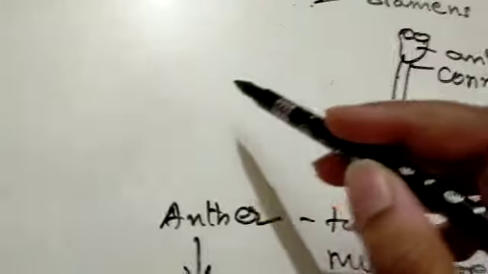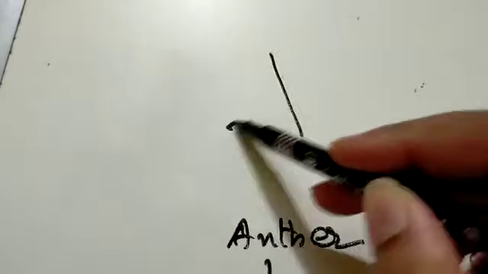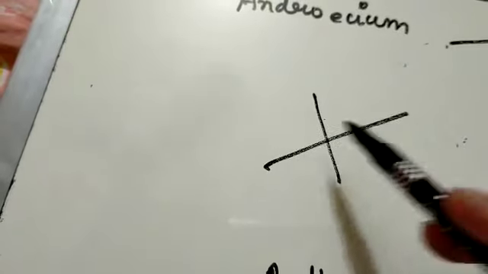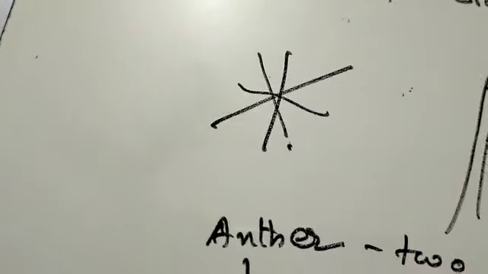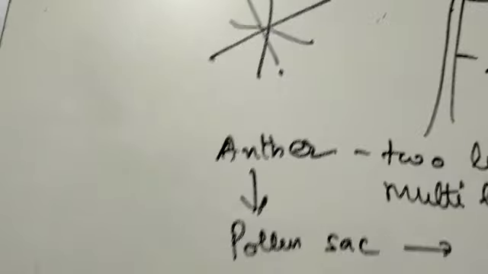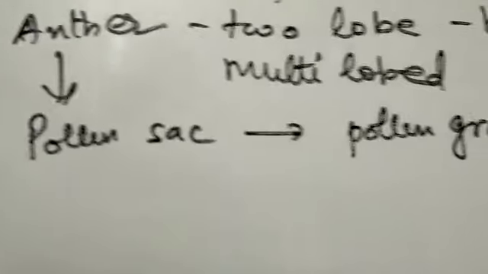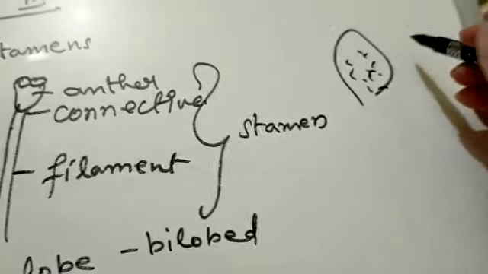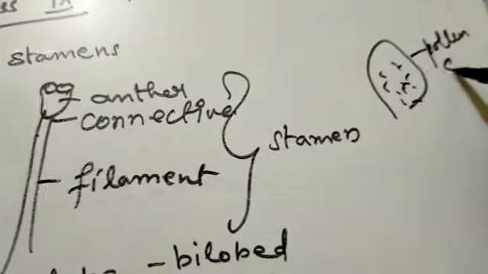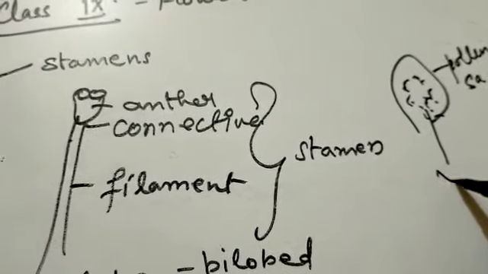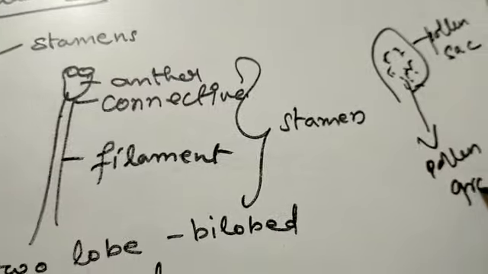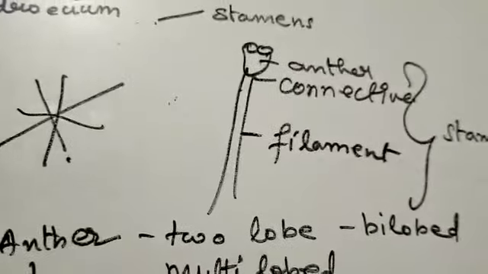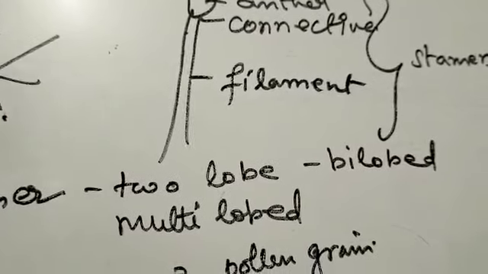When you see the anther, you will see that it is divided into many parts. It could be divided into 2 parts, so it will be a bilobed anther. If it is divided into many parts, then it is a multilobed anther. Inside this anther, that is the lobes, we have the pollen sac, a sac-like structure which has a powdery substance. The sac-like structure is called the pollen sac, and the powdery substance is the pollen grains, which are actually the male gamete. This contains the male gamete.